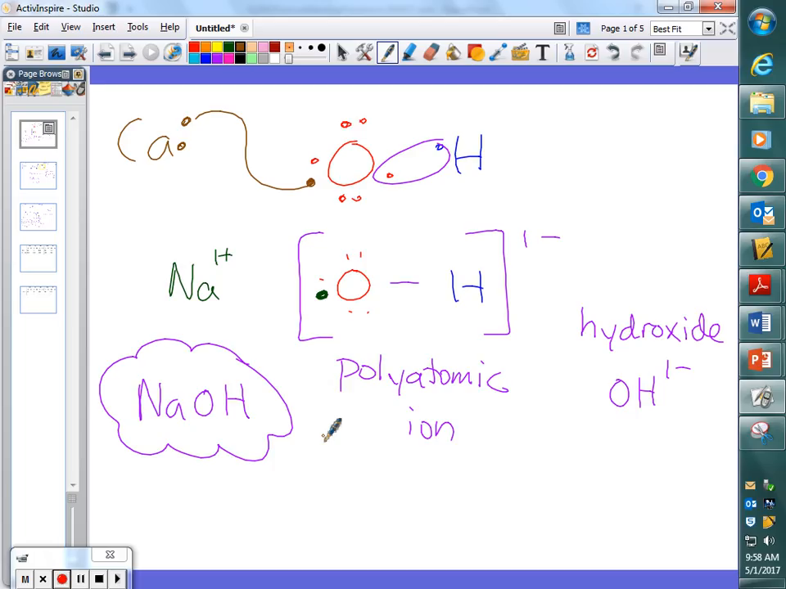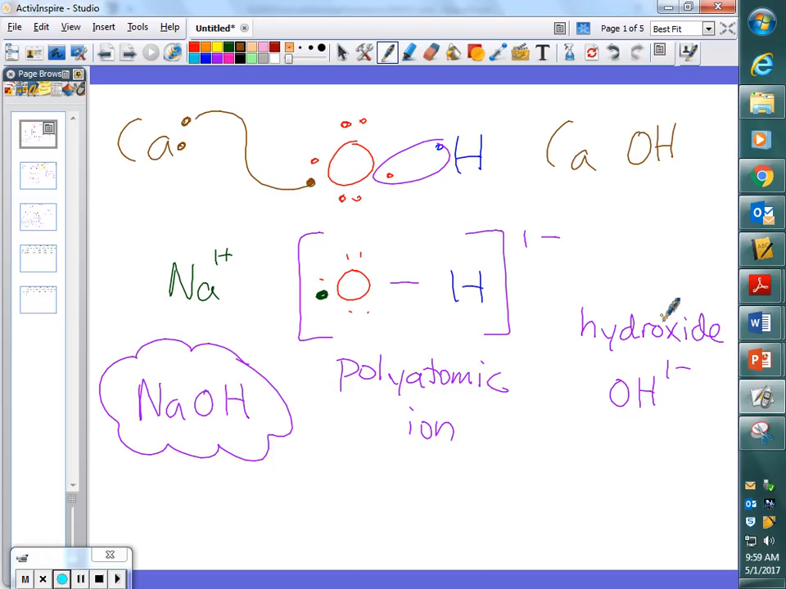Now that hydroxide group is good, but is calcium done losing its valence electrons? No. What would it need? Another hydroxide, right? So the formula in this case has to include calcium and has to include hydroxide. But how many hydroxides do we need? 2.